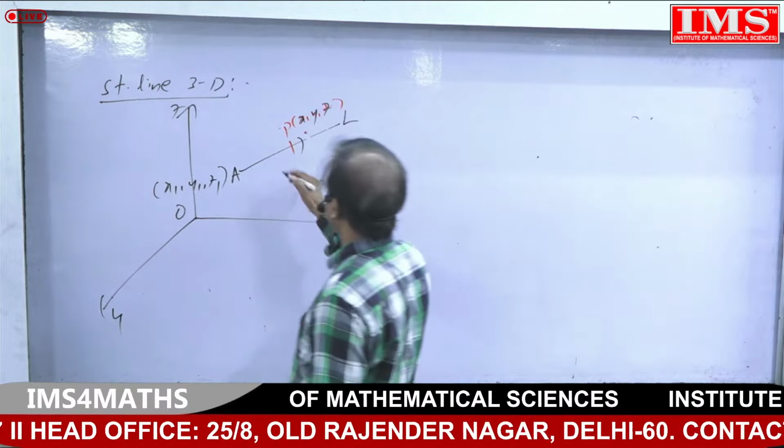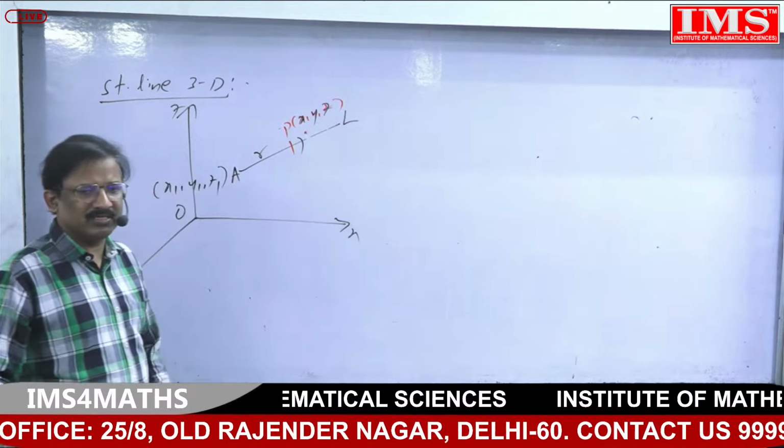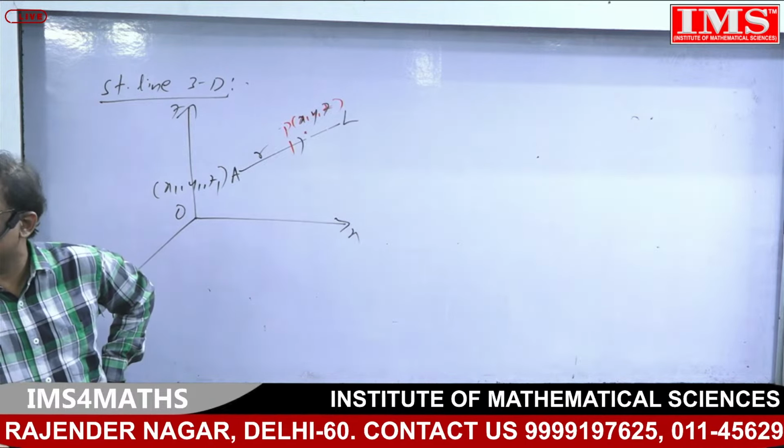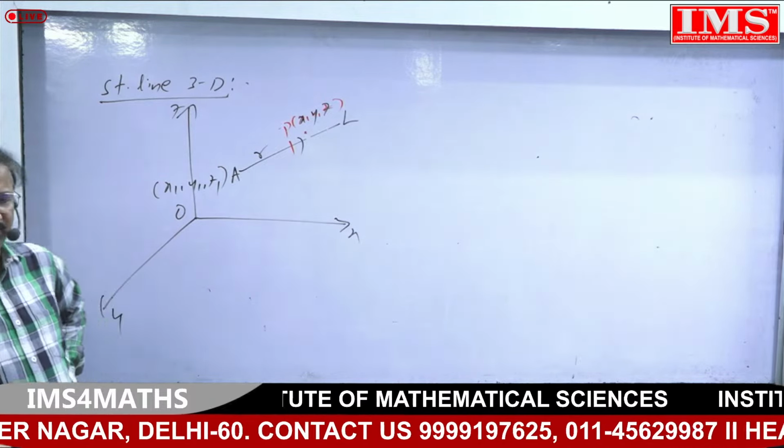What is the distance I have here? Some R. But when P is a variable point, obviously my distance is also variable.